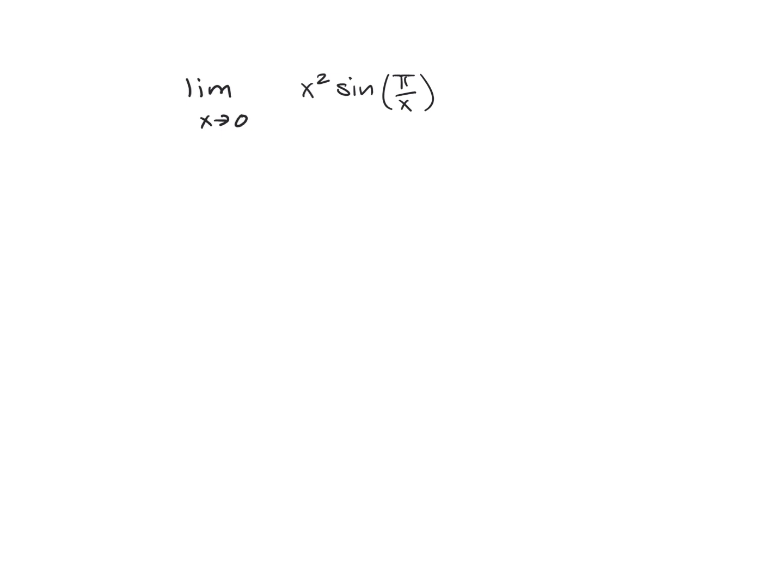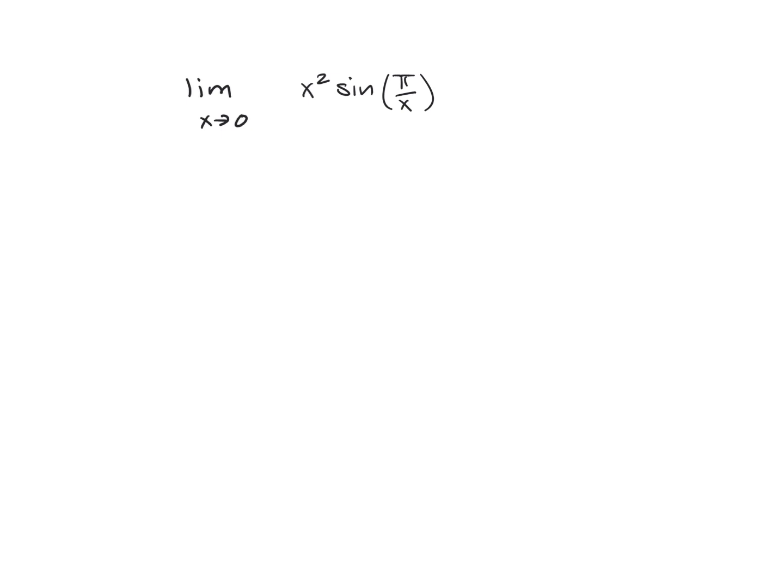You'll also notice that it's not an indeterminate form because substituting 0 in gives you 0 times something undefined, and that is not the form 0 over 0 or infinity over infinity. So we've got no choice but to find some other way to get our hands on this limit.